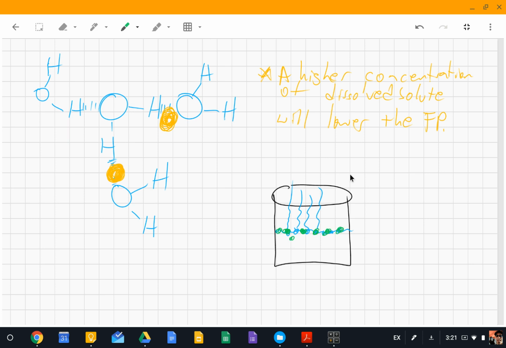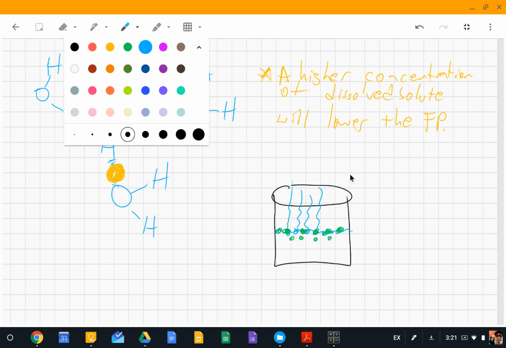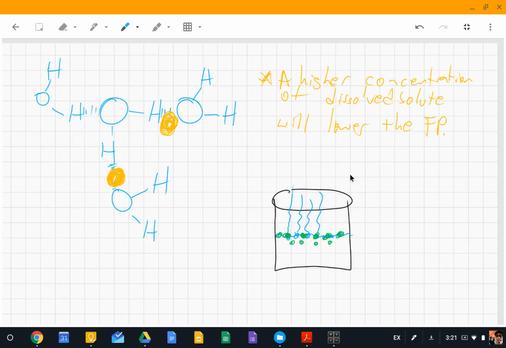Imagine the water molecules down below, they cannot evaporate because there are other solute particles in their way. They can't evaporate out. Not only that, some of the molecules and atoms and ions on the top layer are not water, so they won't evaporate. What this means is that the more solute that you have dissolved, not only does it lower the freezing point, but it raises the boiling point. This is called boiling point elevation.